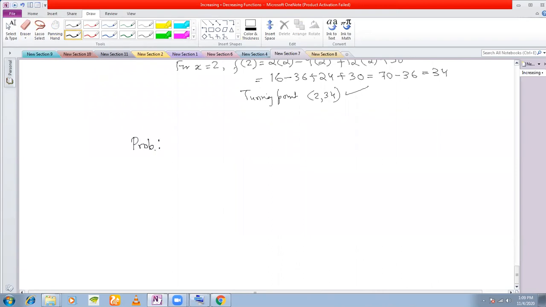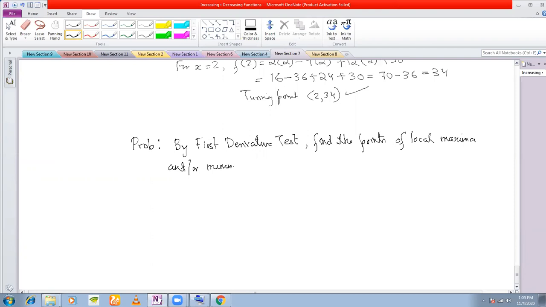Problem. By first derivative test, find the points of local maxima and/or minima for the function f(x) = x cube minus 6x square plus 9x minus 8. We shall first determine the turning points here.